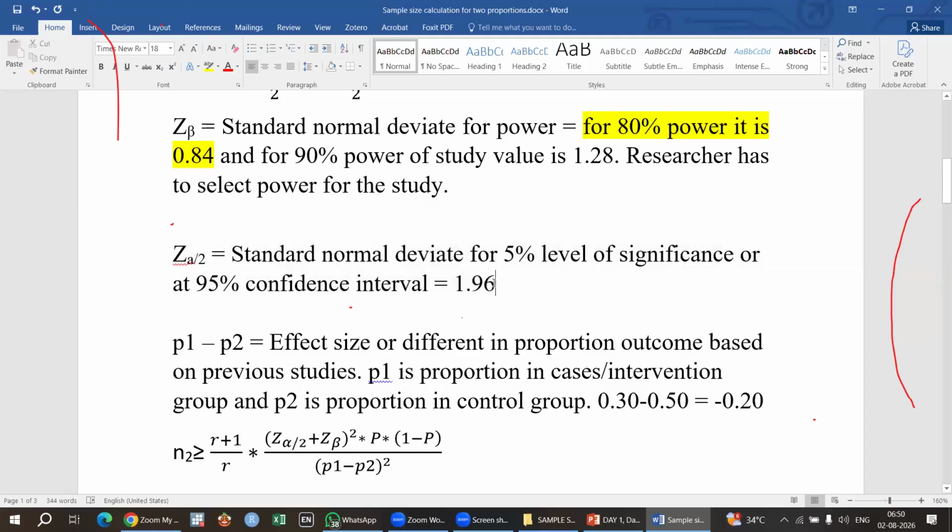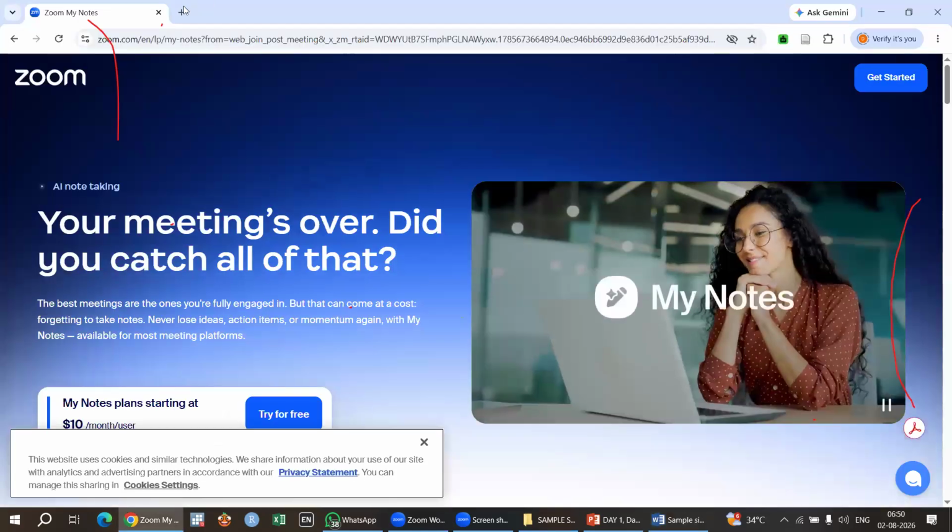Suppose you are thinking, why am I always taking 95%? I want to take 99%. Suppose you want to increase your confidence level, so you take a 99% confidence interval. So what will be the Z value of 99% CI? No need to worry. Go to AI, ChatGPT, or Google and type what is the Z value at 99% confidence interval. Just write it down here. You will get your answer.